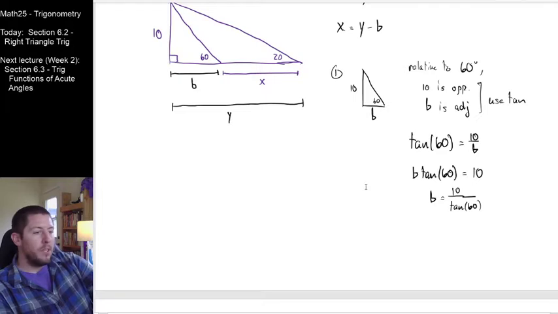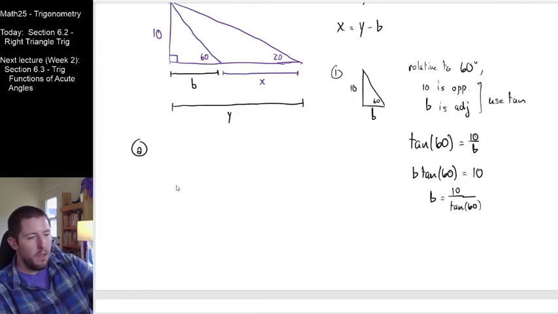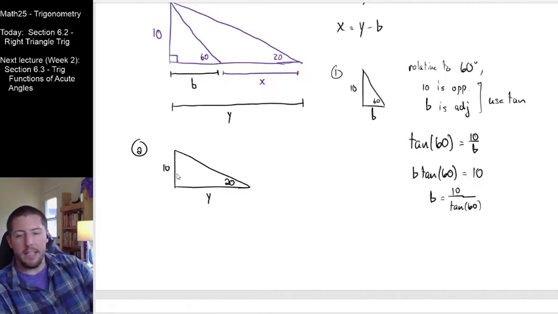Right? Now as my step two, we can play the same game, but let's look at our big triangle now. Now I want to find Y, because if I know Y and B, I've got X. Right? So now let's go ahead and look at our big triangle here. In our big triangle, I've got an angle of 20 out there in the corner. My unknown side length is y.